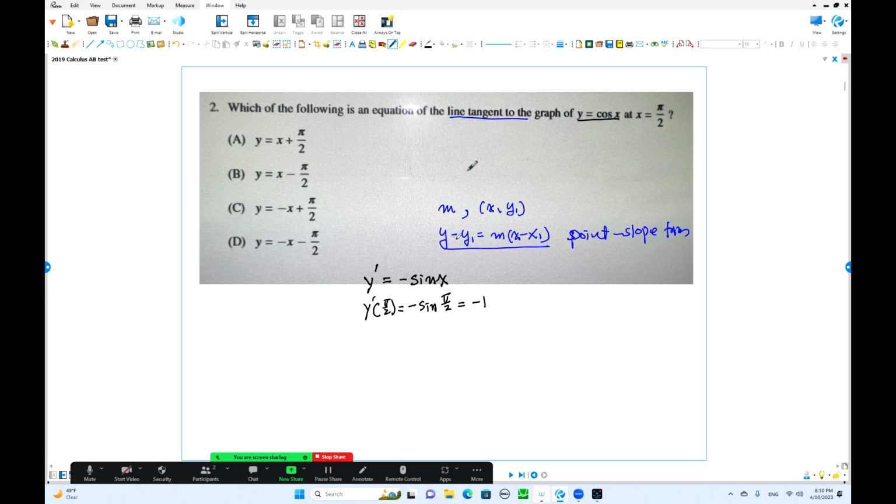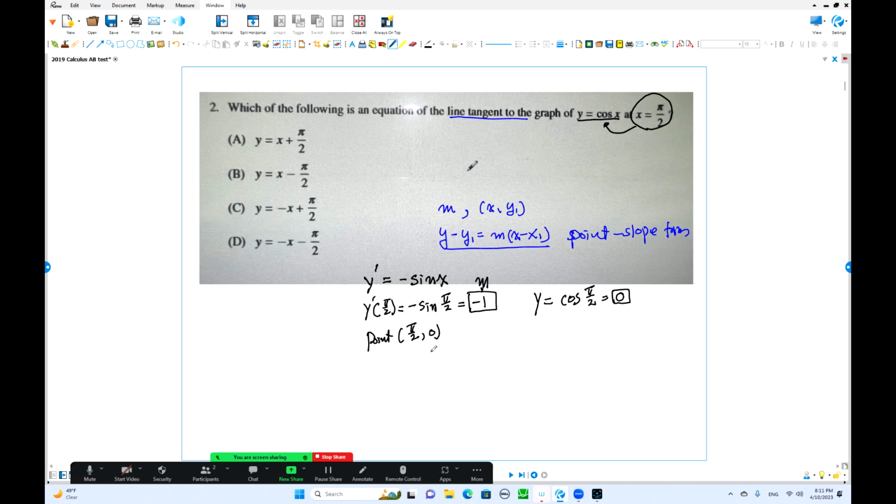Now the next one is we need a point. The x coordinate is given. We still need the y coordinate. The y coordinate comes from the original equation, okay? You can put this number pi over 2 in the x. Cosine pi over 2 is 0. So the point is when x equals pi over 2, y equals 0. That's the point.